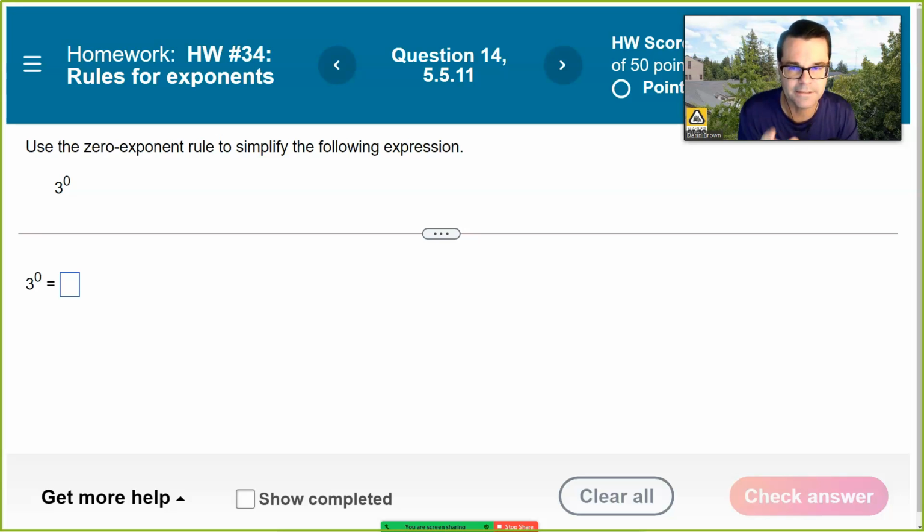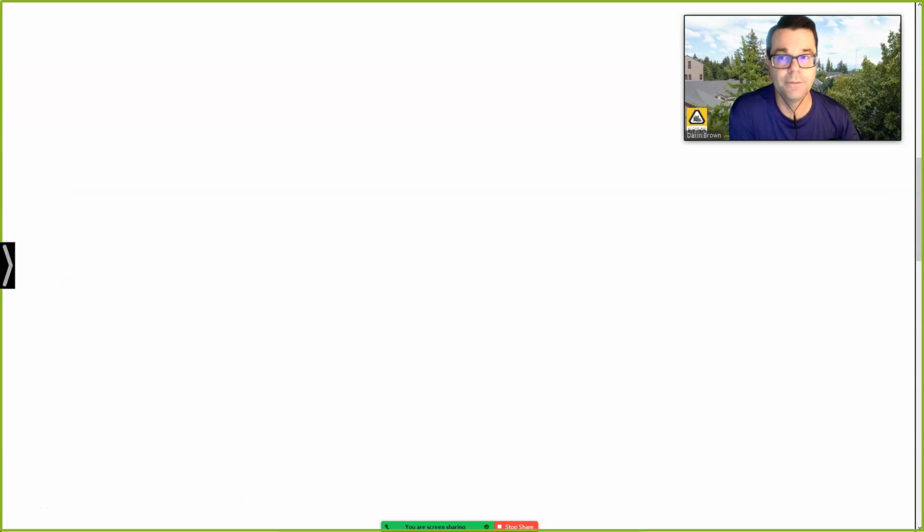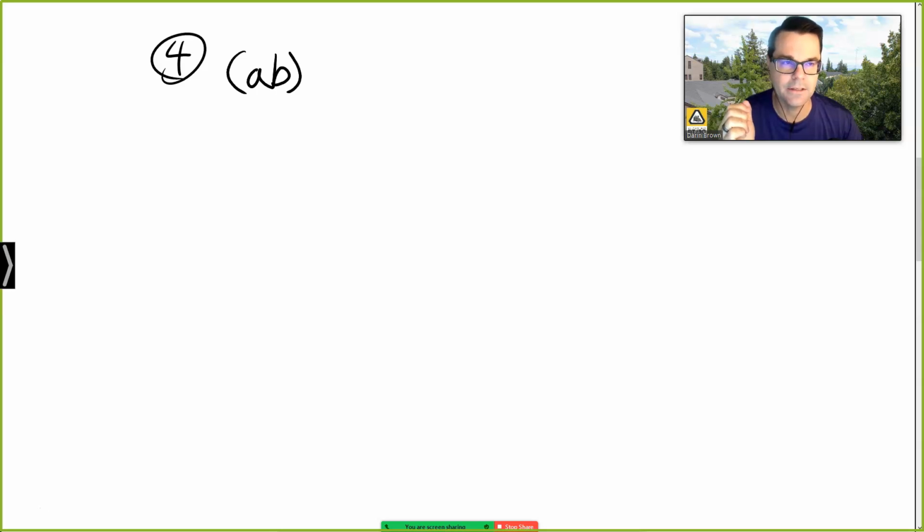So let's go to the next pair. These are also called a product and quotient rule, but they're slightly different from the first two. All right, so number 4. This is a product rule, but instead of multiplying 2 expressions together, the base is a product. In other words, we have AB, A times B, and we're raising it to a power.